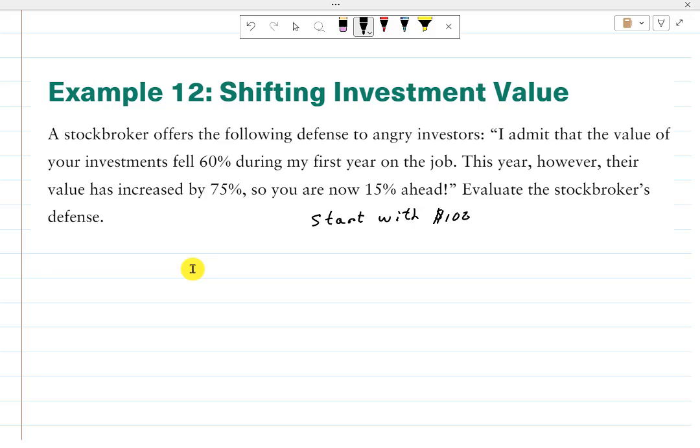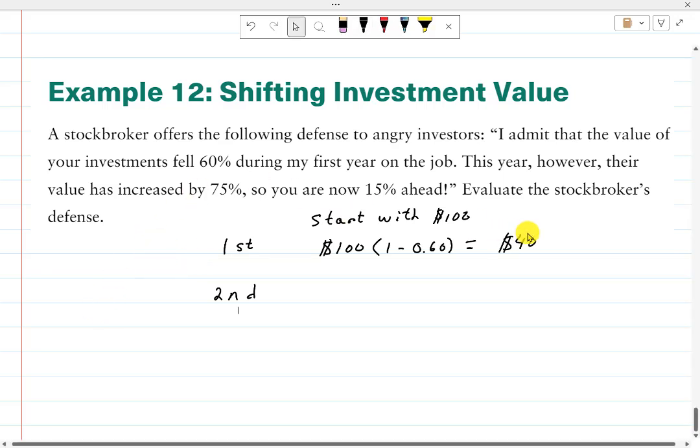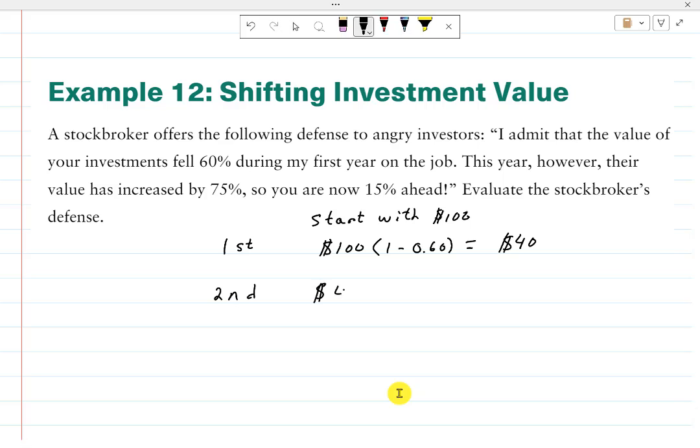All right, now the first thing he did is he lost 60%. So we take the $100, we multiply it by 1 minus 0.60. And you'll find that that equals $40. That was after the first year. Now for the second year, you take that amount, this $40, and you're going to increase it by 75%. So we're going to multiply it by 1 plus 0.75. I think you'll find that this comes out $70.